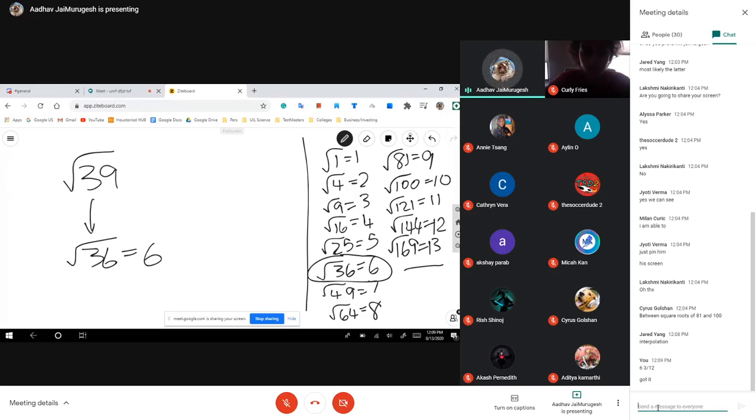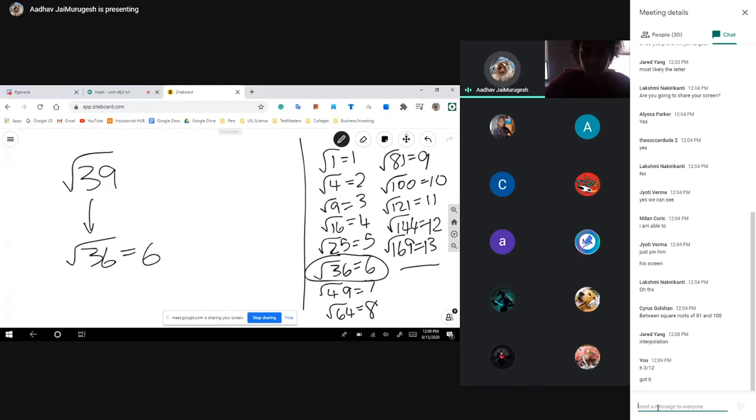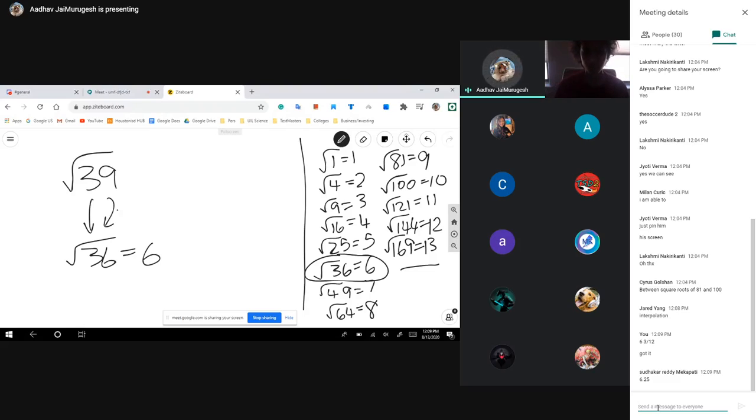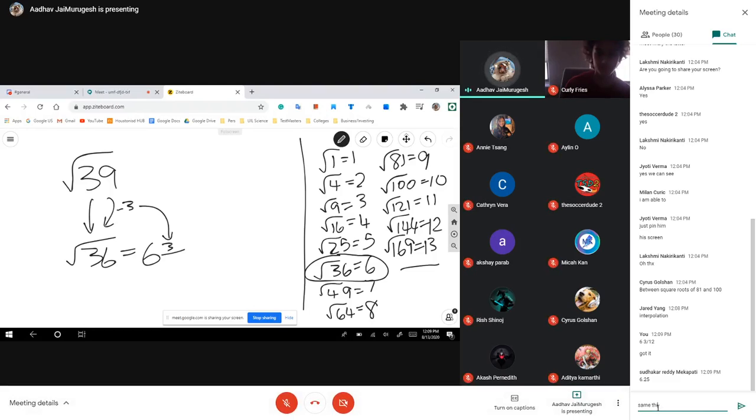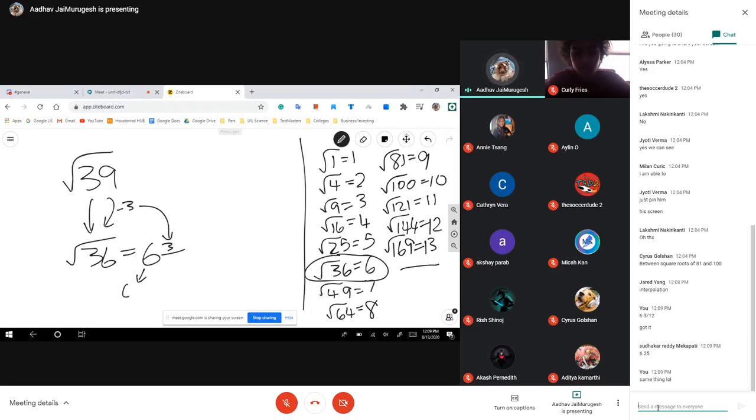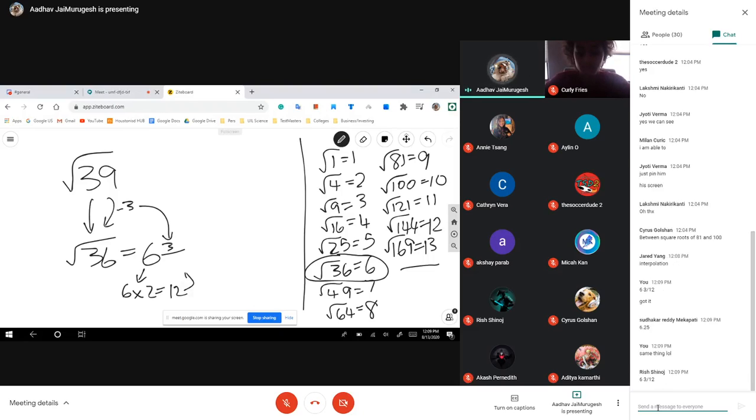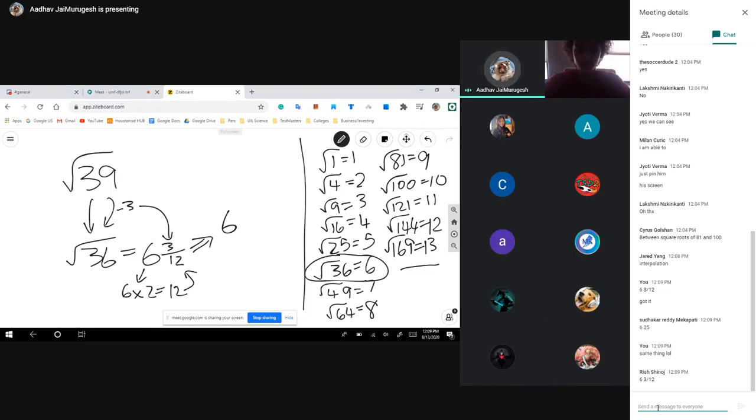And then you try to find the difference between 39 and 36. The difference is 3, so you just put a 3 in the numerator of the mixed fraction. To get the denominator, all you do is take 6 and multiply it by 2 to get 12, and you write 12 over here. And that's basically the trick. The answer for the square root of 39 is going to be 6 and 3 over 12.